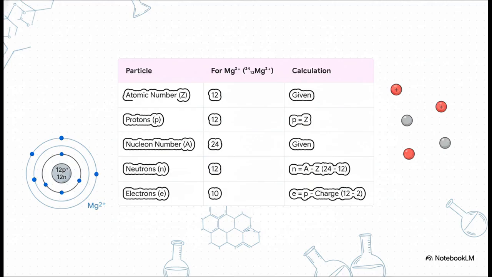Easy. Now look at the top number, A. It's 24. How do we get the neutrons? You just subtract. 24 minus 12 gives us 12 neutrons. Finally, the electrons. See that 2+ charge? That tells you it has lost 2 negative electrons. So instead of 12, it has 12 minus 2, which is 10. See? Just a few simple steps.